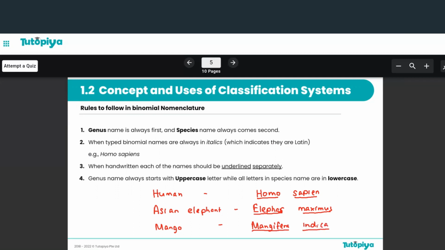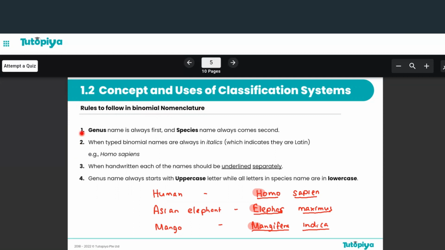Now, when I was writing these scientific names, did you all notice how I have underlined each name separately? And also how I've started the first letter of the genus name with a capital letter. So basically, for any scientific name, there are a set of rules that were assigned by Linnaeus, and we have to always follow these rules when writing down scientific names according to this binomial system. Right, so here are the rules. There are 4 rules.